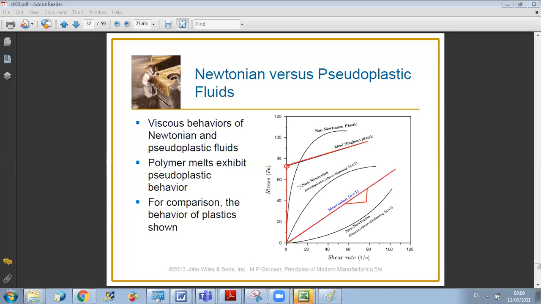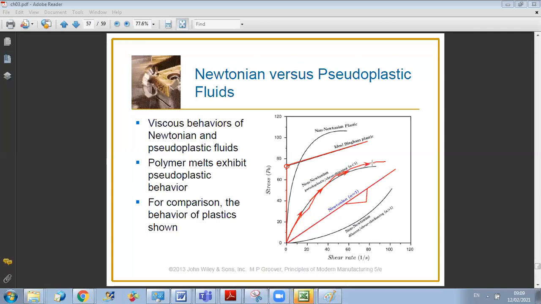For example, if we consider shear thinning fluids, this is the case of shear thinning fluids here. As you can see, the viscosity will be reduced with the shear rate because the viscosity represents the slope. And if you observe here, the slope is decreasing as you are increasing the shear rate. So in shear thinning fluids, the viscosity decreases with increasing shear rate. Therefore, the harder the fluid is sheared, the less its viscosity.